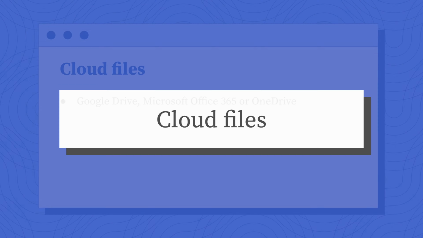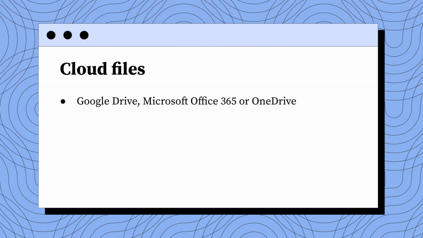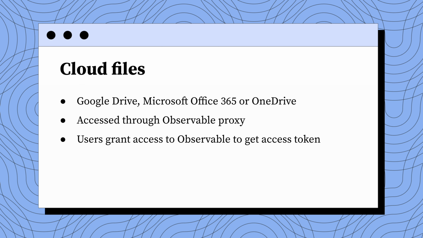Cloud files, which live on Google Drive or Microsoft Office 365 or OneDrive, are accessed through a proxy hosted by us. Users are asked to go through a one-time authorization step that grants Observable permission to access data from your provider. After that, Observable securely stores your access token in our system, allowing your notebook to connect to any files of your choosing. As with file attachments, this allows users access to data without being able to see or having to worry about access tokens.